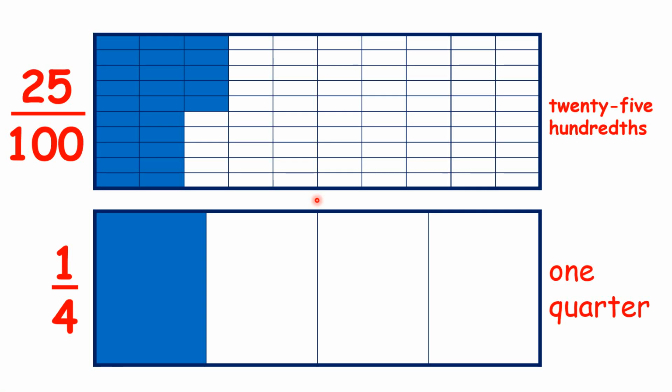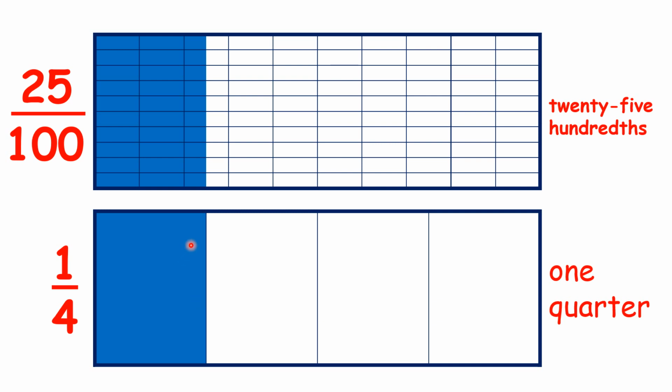So here we can see two fraction rectangles. The top one shows 25 hundredths and the bottom one shows 1/4. Now these fractions are actually equivalent fractions. If we rearrange how we've shown 25 hundredths, we can see this.